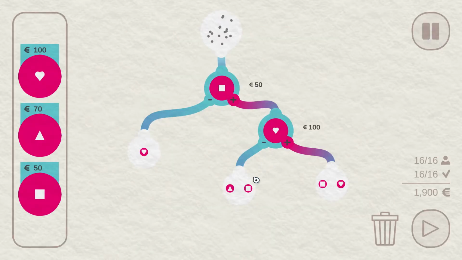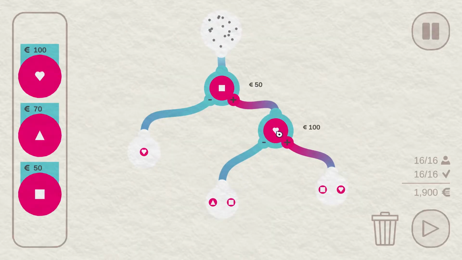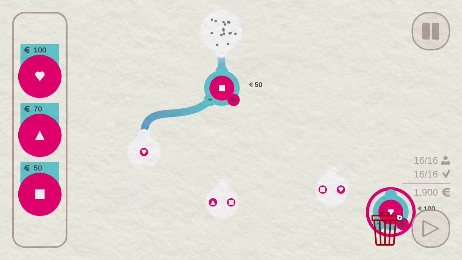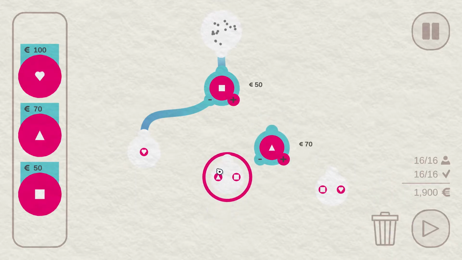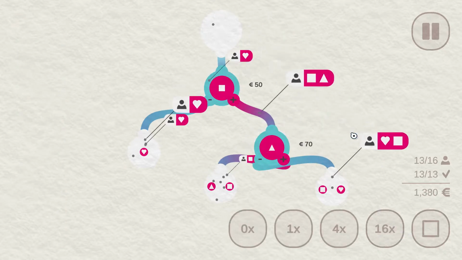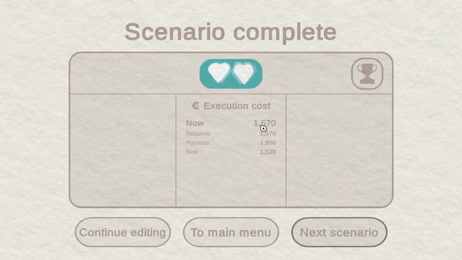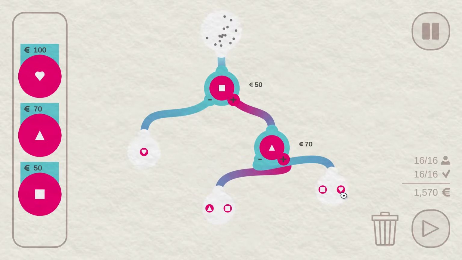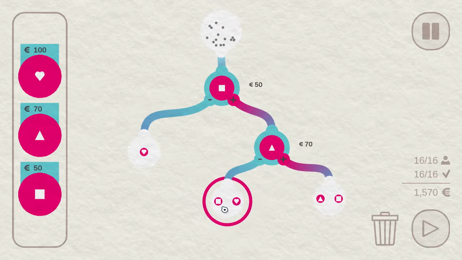If you take a look now, you can see you can make it even cheaper than that. You can take out the heart filter in general and just filter by triangle instead. And that's better. That's even better. That's 1,570 euros. The main issue I have with the game is becoming apparent right now. You can see that I got a best score of 1,520 before. And if you take a look here now, it seems like I have the optimal solution here.